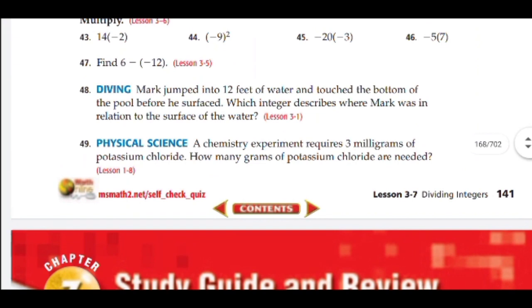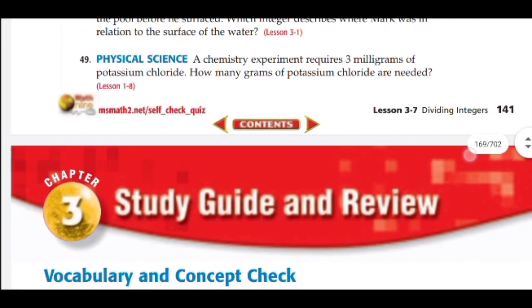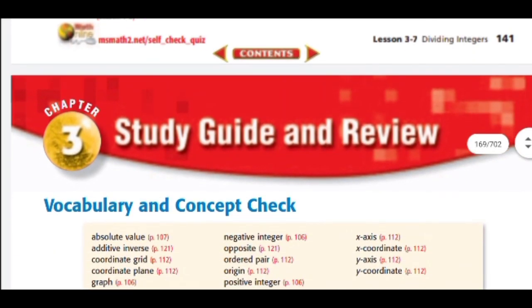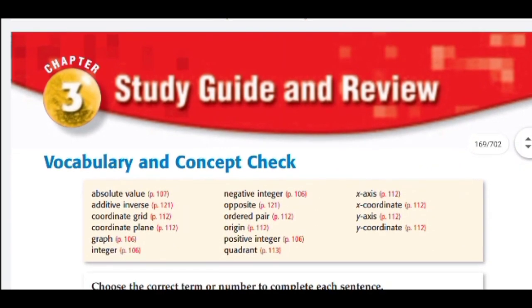49, Physical science. A chemistry experiment requires 3 milligrams of potassium chloride. How many grams of potassium chloride are needed? Next, Chapter 3 study guide and review. Vocabulary and concepts.